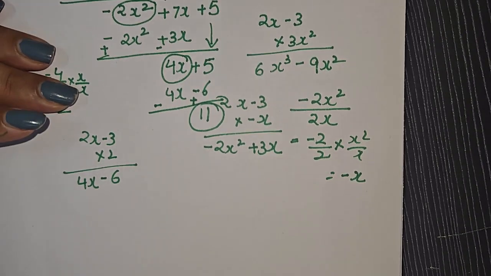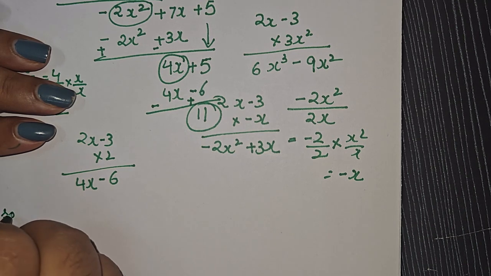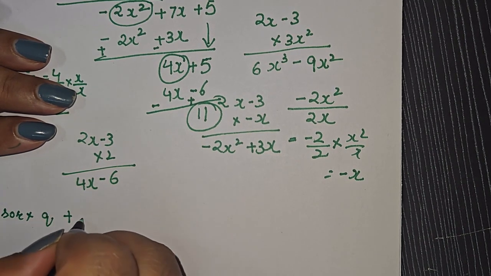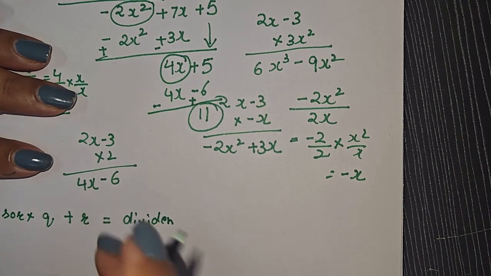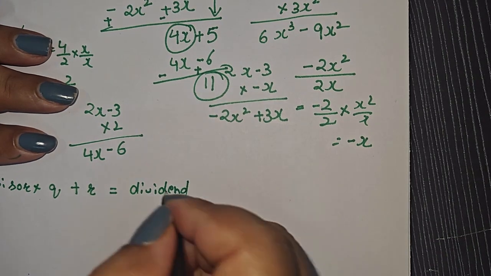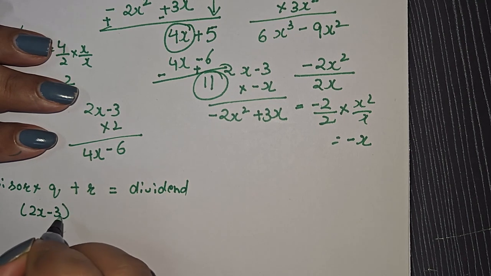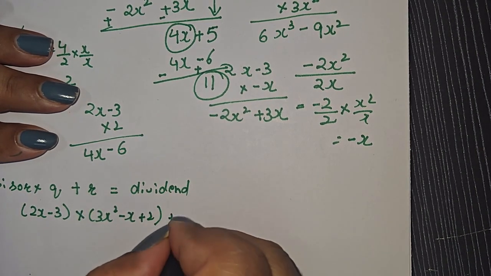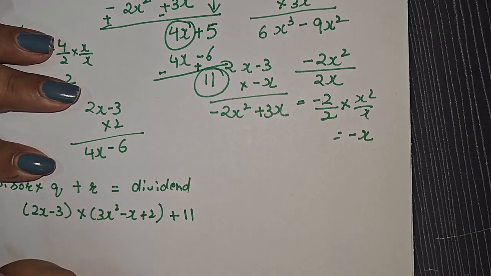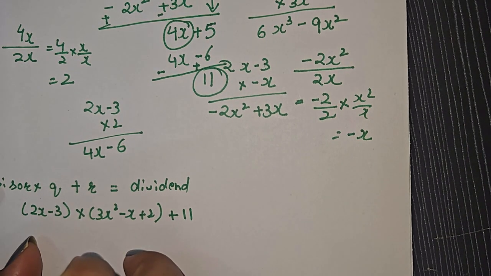If you want to check, we know that divisor into quotient plus remainder will be equal to dividend. Okay, so we can verify it. Divisor is 2x minus 3 into 3x square minus x plus 2 plus remainder is 11. If you are confused as to how I am solving this, please check my video on multiplication and you will understand better.